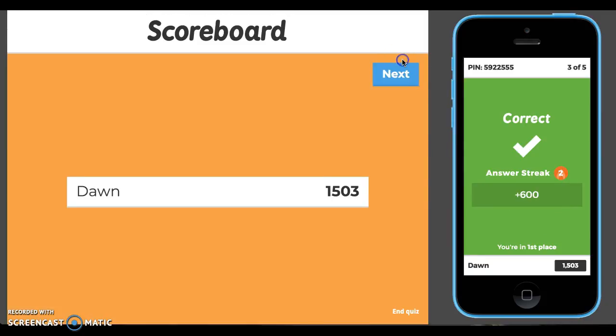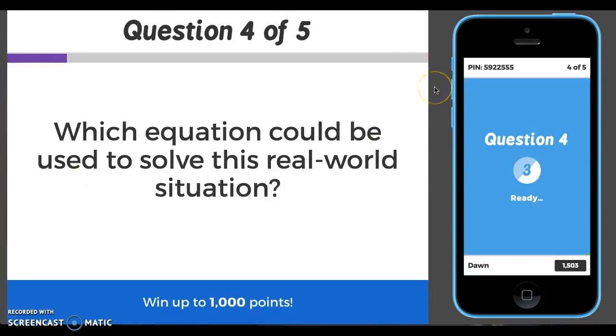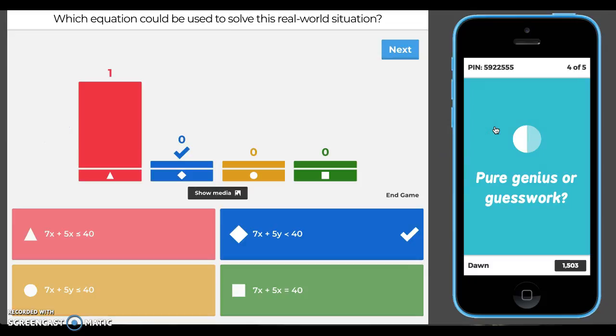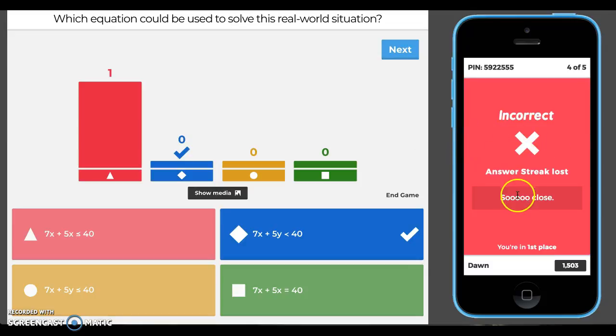Next question. Which equation could be used to solve this real-world situation? Again, this one has a lengthier time on it. I'm going to go ahead and choose an incorrect answer to show you what the result would be. Tells them that they were so close. Incorrect answer. Still that I'm in first place here. My total points, and shows the correct answer.